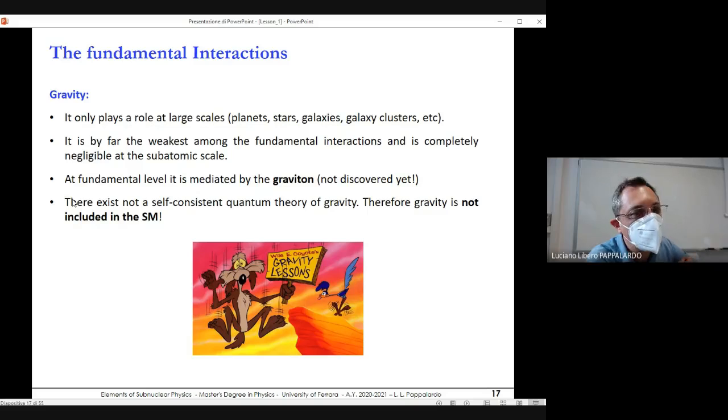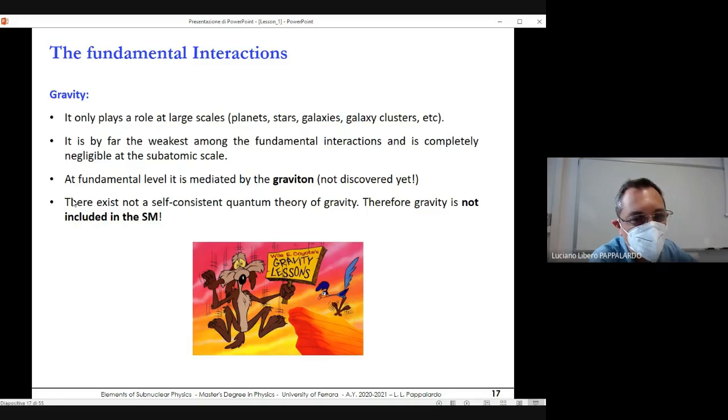Gravity only plays a role at large scales: so planets, stars, galaxies, galaxy clusters, etc. And it is by far the weakest among the fundamental interactions, and is completely negligible at the subatomic scale. Okay, so we'll completely forget about gravity when we discuss elementary particles.